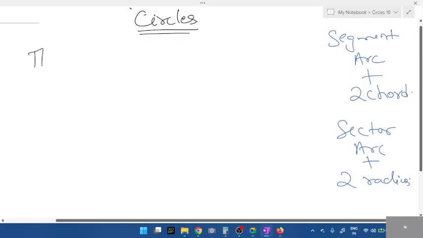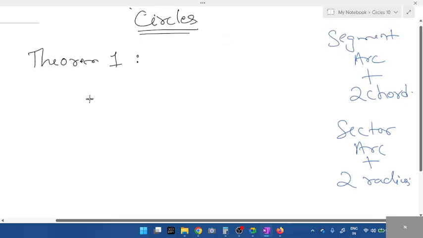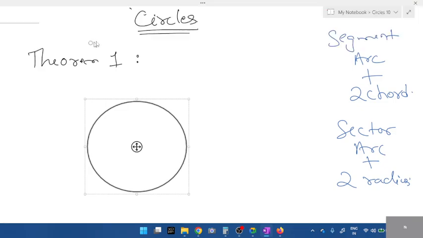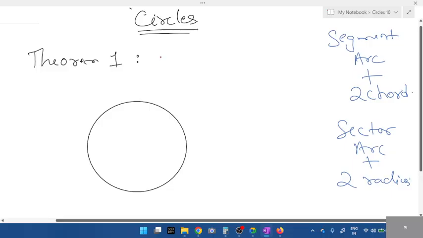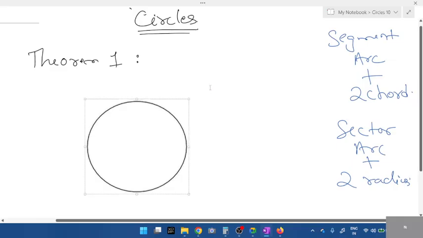Theorem 1. See, theorem 1, they explain in the textbook, it is different. Teacher, how did the teacher explain? Tell me. What did you all understand, students? What is theorem 1? Anyone can answer, whoever attended. Tell me, what is theorem 1? Yes, respond. See, you told me you all attended. Nobody knows what is theorem 1? Okay. In short, I'll teach you all, students.